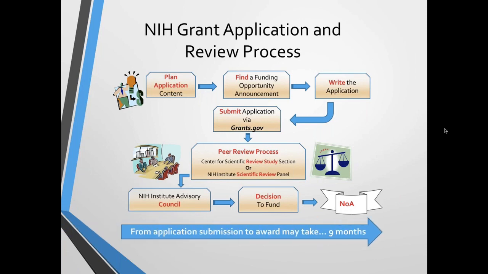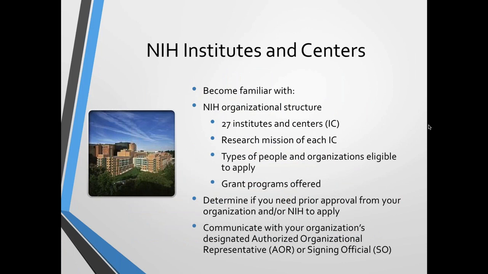This process will take you about 9 months. So the idea is to be sure to plan for that, and understand it's going to take that amount of time. The first thing I said is that you should become familiar with the NIH institutes and centers. You should recognize that the NIH structure is 27 institutes and centers. The research mission varies for each IC. While there may be some overlap, there is a dominant area of research that each IC is involved with.